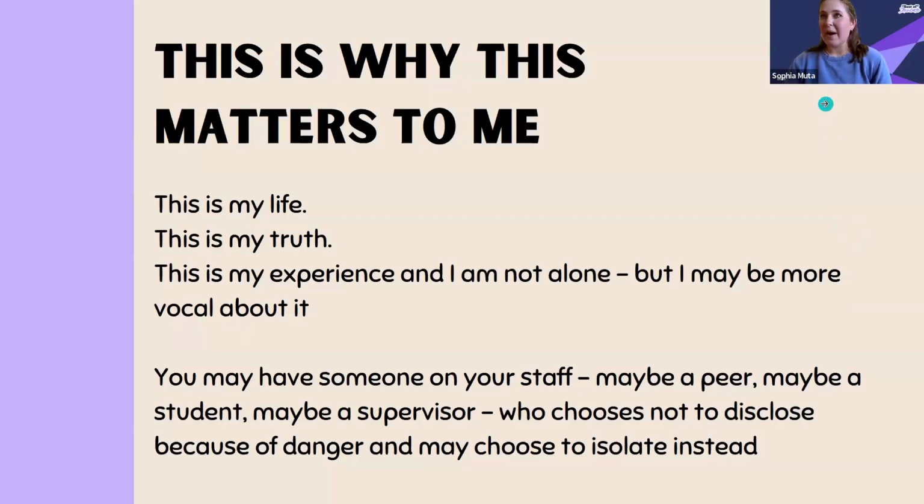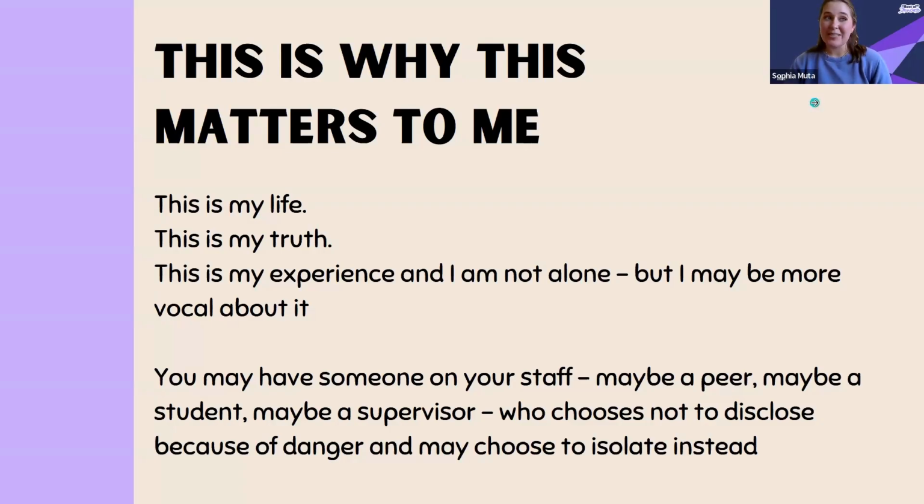So again, right, this is why this matters to me. This is my life, this is my truth and my experience, right? I'm also not alone, right? While I'm somebody who's being a lot more vocal about my experience with non-apparent disabilities, there's no possible way that I am the only person who has ever had an experience with their non-apparent disability in a space where they feel like they should be seen and they should feel safe. But again, I'm speaking out about it because of my identities and the privilege that I have, and I know that I'm able to speak out about it.